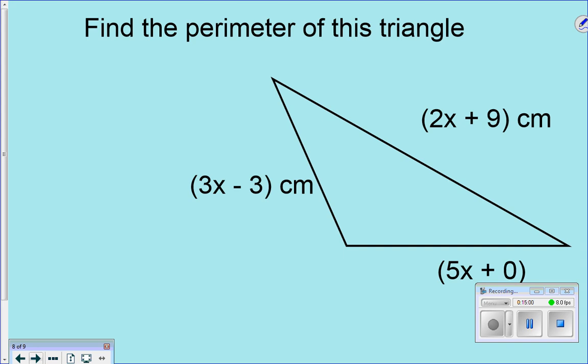What's perimeter mean? What's that? Yep, all the way around it. So if I want to know the full perimeter of this, what will I do with these? Add them together, right? So I have 3x minus 3, 2x plus 9, 5x plus 0. And I'm going to add all those together to find my perimeter.